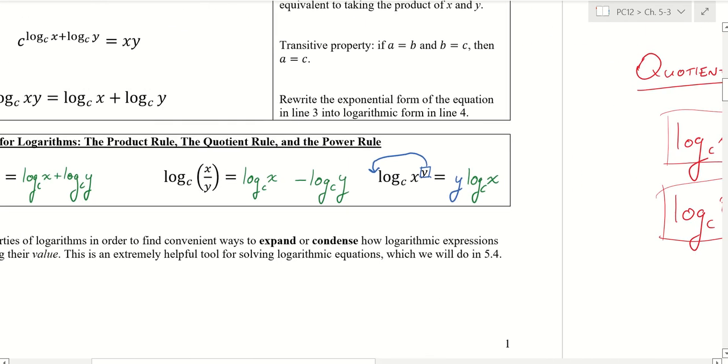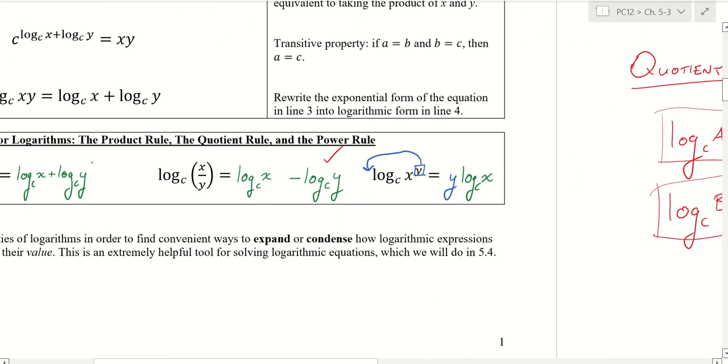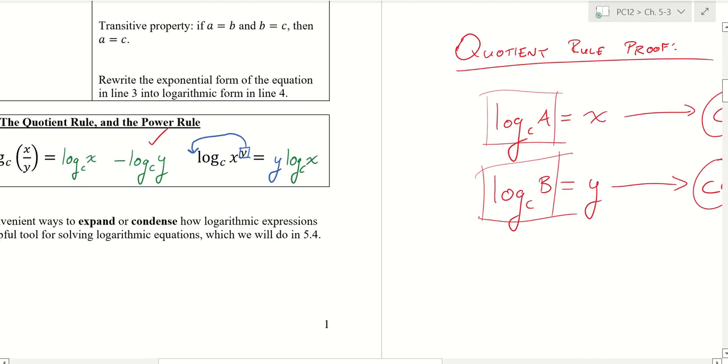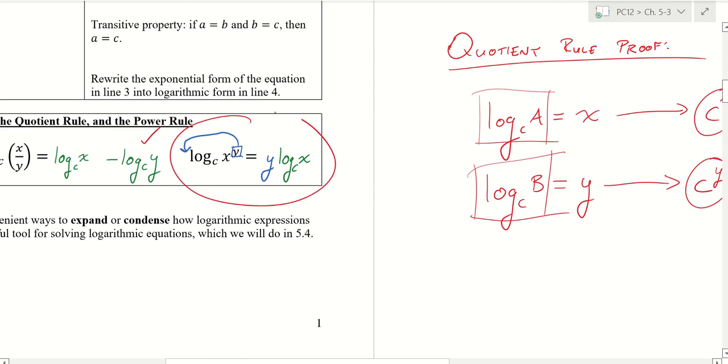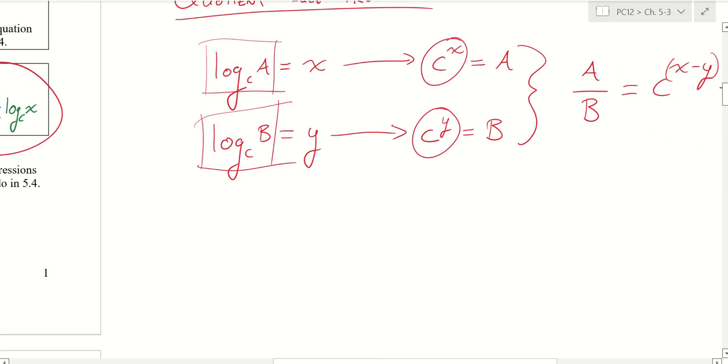Okay, so the quotient rule done, and the product rule we proved last time. Let's look at the power rule now. So the power rule is actually, it's not so bad to prove.